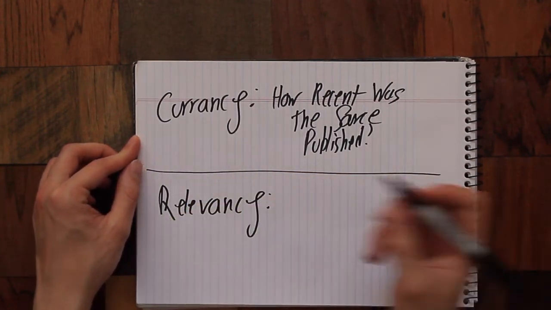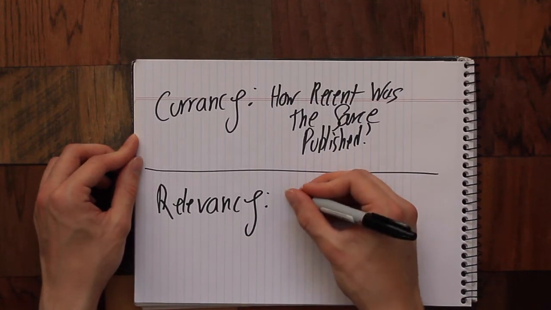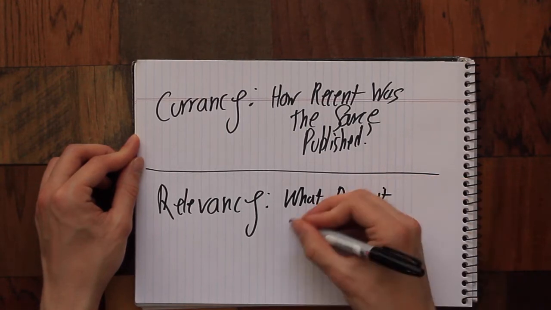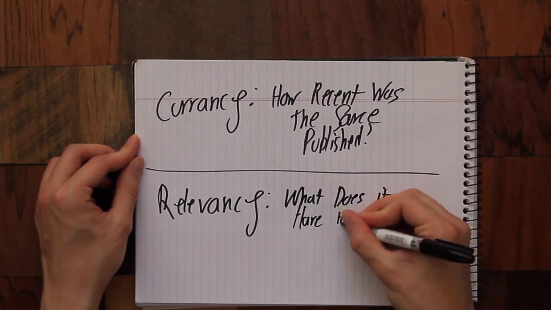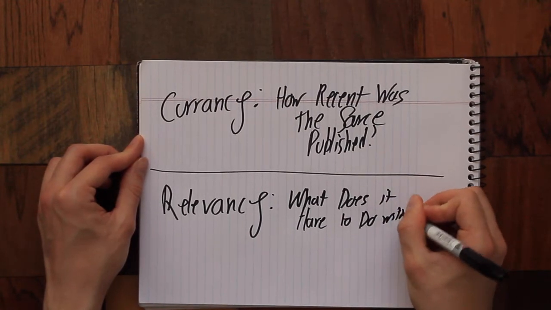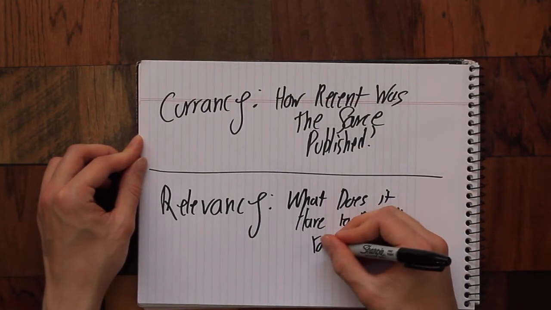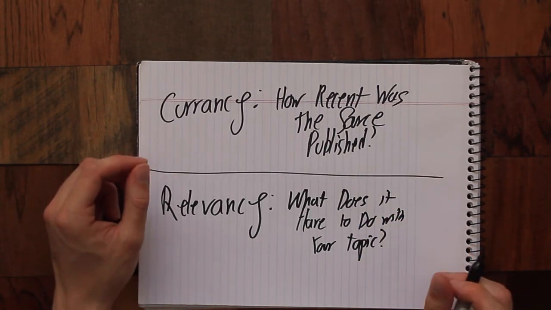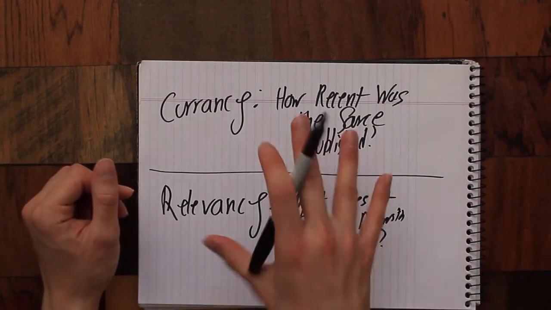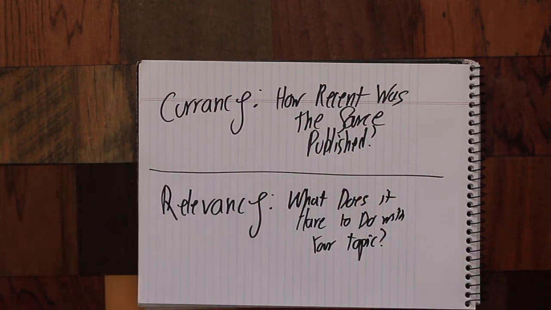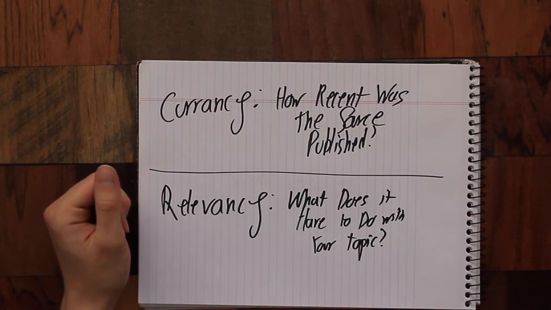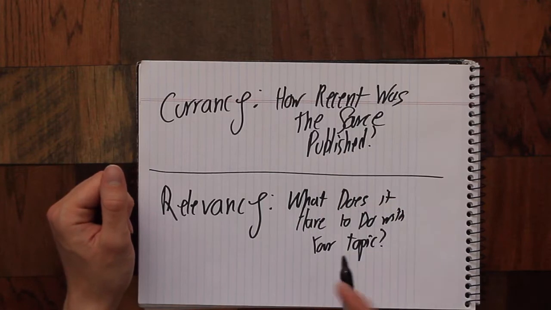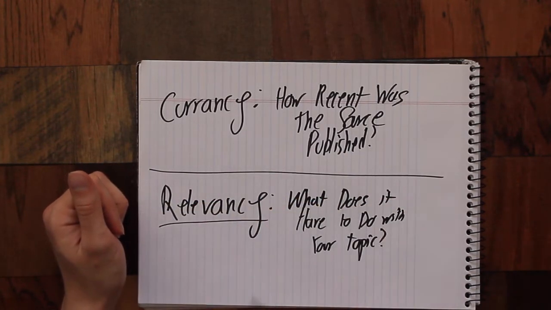Relevancy. So relevancy is just, what does it have to do with your topic? And again, I'm trying not to spend forever and a day on each one of these, because these are the criteria you're going to be looking at and that I will ask you guys to look at moving forward when you're doing the annotated bibliography at the end of the unit. The relevancy: what does it have to do with your topic?